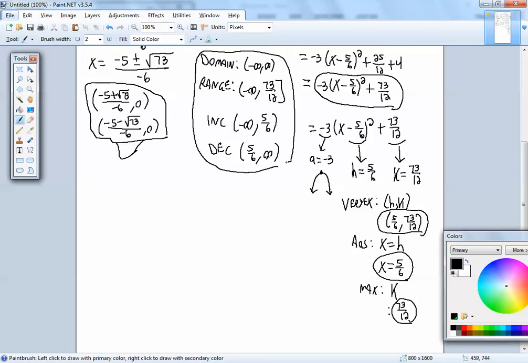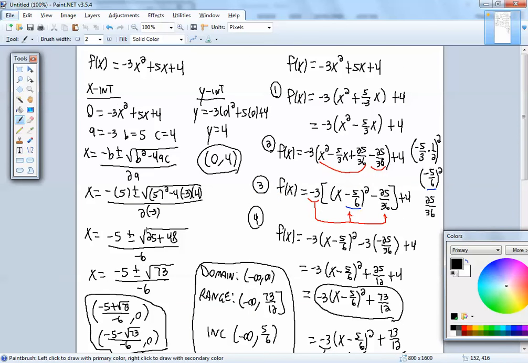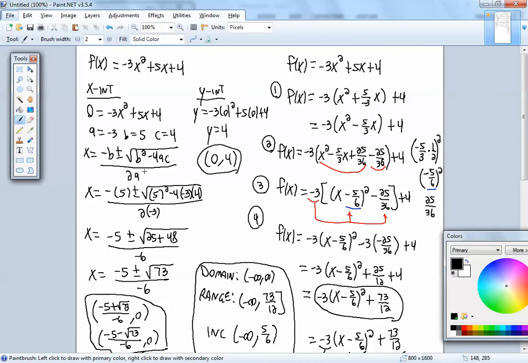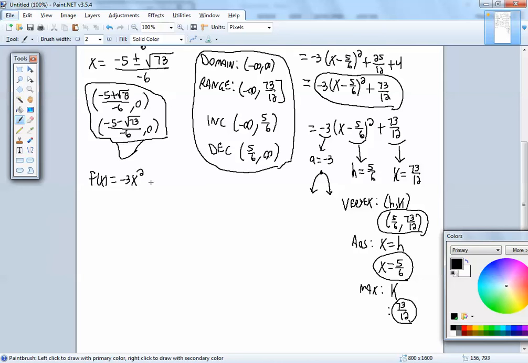Now let's find the vertex using the vertex formula. Negative 3x squared plus 5x plus 4. And then we'll use our vertex formula. Now step 1, identify a and b. a will be whatever's in front of your x squared, which is negative 3. b will be your number in front of the x, which is 5.